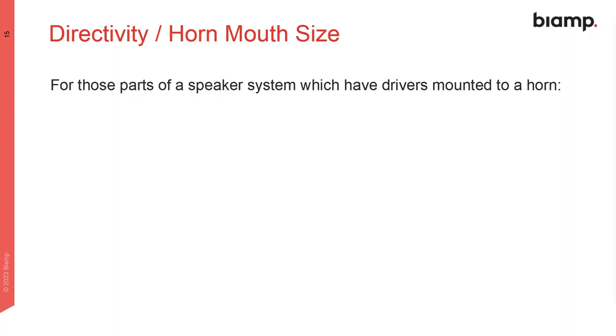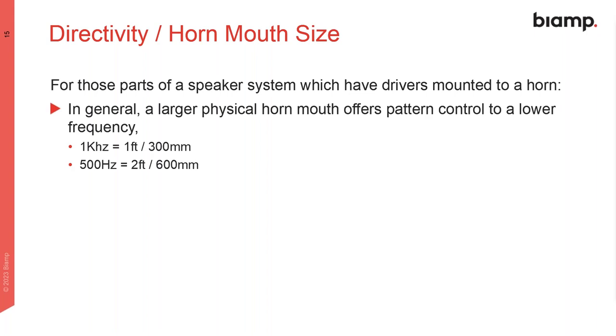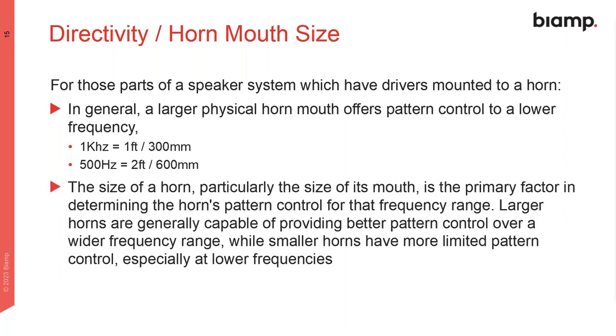Speaker directivity. So for those parts of a speaker system which have drivers mounted to a horn, which are many of Biamp's Community line of speakers in our R series and our L series, in general, a larger physical horn gives us pattern control to a lower frequency. A 1 kilohertz wavelength is about 1 foot long, 300 millimeters. A 500 hertz wavelength is a little over two feet in length. So the size of a horn, particularly the size of its mouth, is a major factor in determining how low that system has pattern control to.